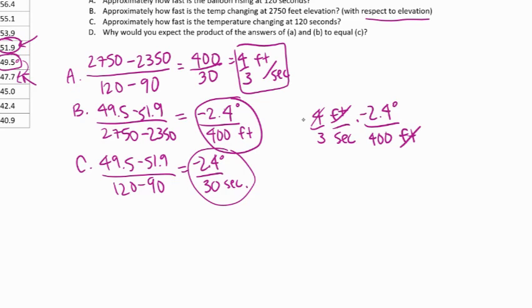What did I do wrong? Oh. Oh, man. Okay. I simplified 400 over 30 in my very first step. It's 40 over 3. 40 over 3. All right, now if I divide this out, I get negative 2.4 over 30 seconds.